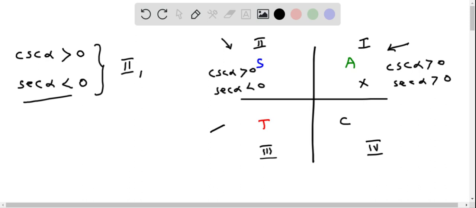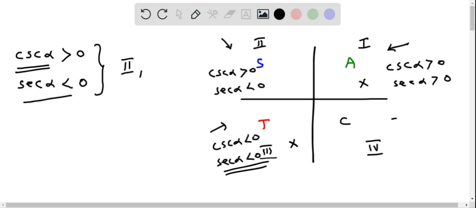Now let's look at the other quadrant, that is the third one. Here, the tangent as well as the cotangent are positive. Every other trigonometric ratio is negative, and this means cosecant of alpha is negative, as well as the secant of alpha is also negative. We can see that secant alpha is less than 0, that is negative, but we are looking for cosecant alpha positive. It does not satisfy this condition, so we can ignore this quadrant as well.